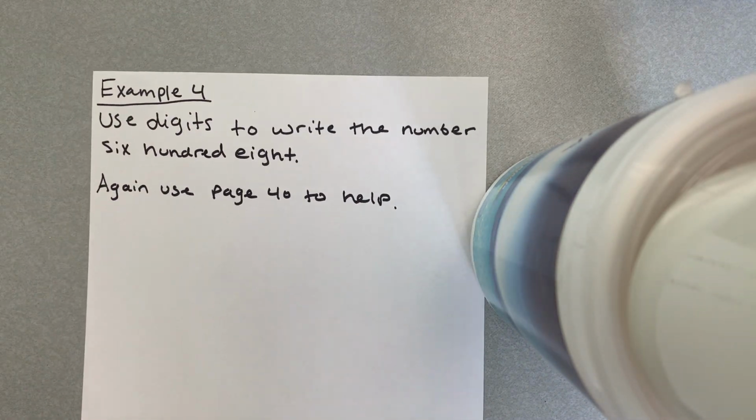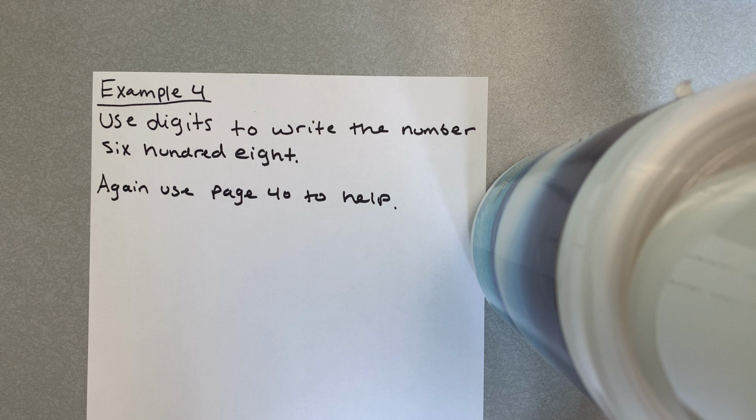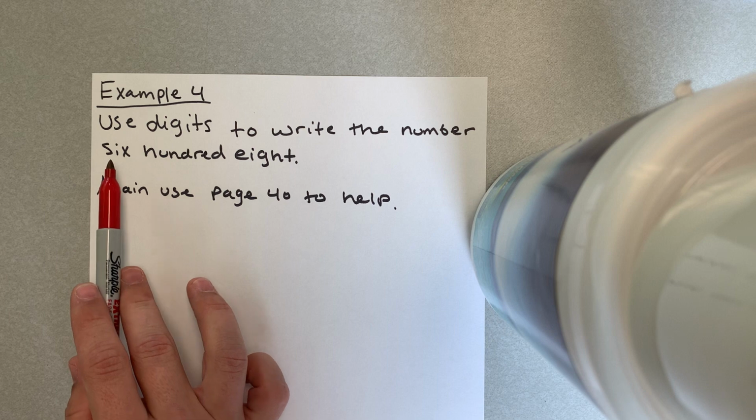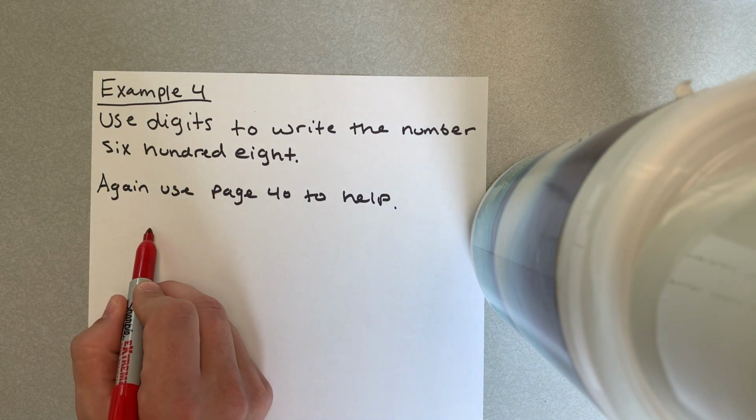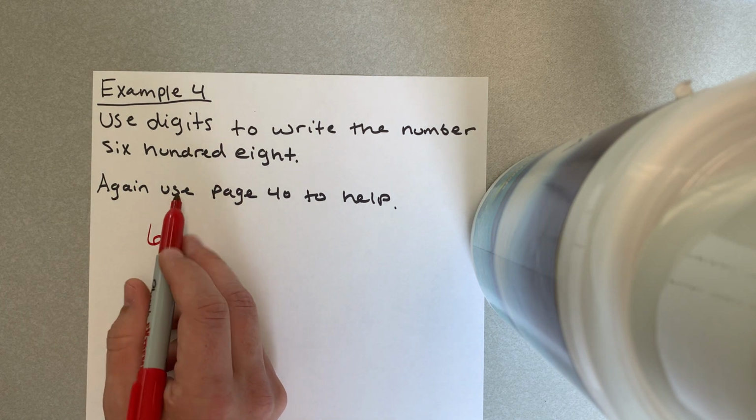Okay, our next example is example 4. Example 4 says, use digits to write the number 608. Now, this is different from what we're doing. Before, we were given the digits, and we were writing out our number in words. But now it's flipped. They've given us it in words, and now we're going to write our digits out. So I'm told it's 6. So my first digit is going to be 6, and then 100.